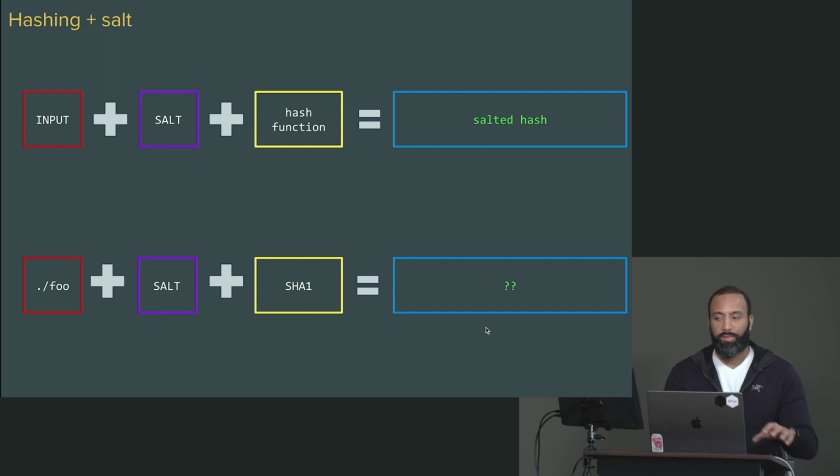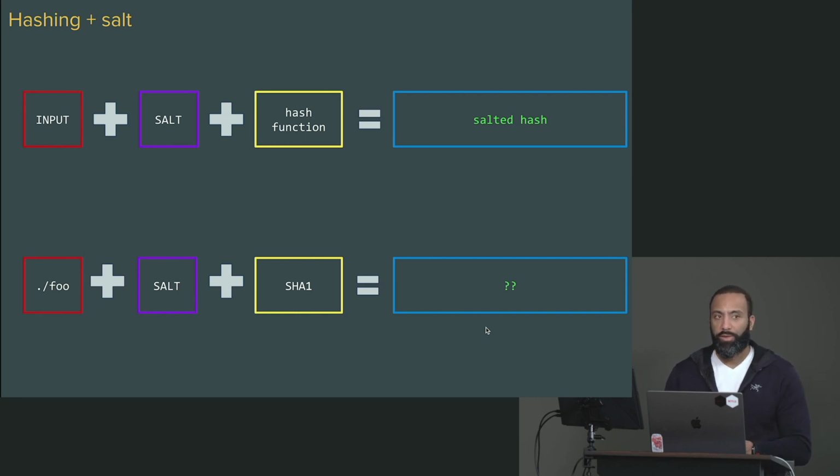So the salt is randomness. It's just a random number or hash, or it doesn't really matter, that is completely unique to that particular process at the time. So we take the input, we take the salt, which is that random number, then we give it to SHA or any sort of hash function, and then we get what's called a salted hash.